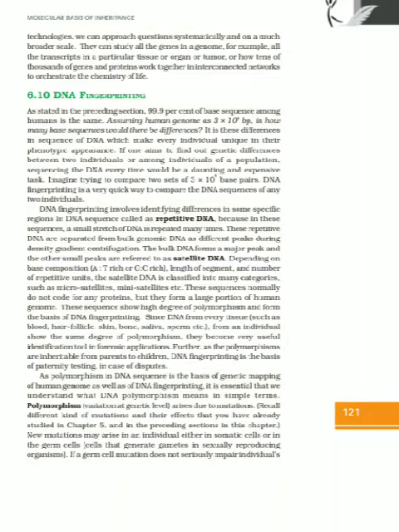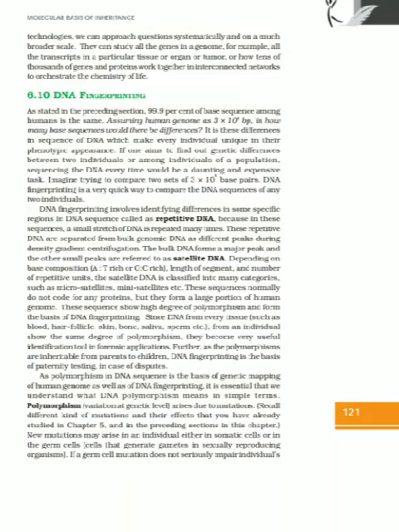DNA fingerprinting. As stated in the preceding section, 99.9% of base sequence among humans is the same. Assuming the human genome has 3 × 10^9 base pairs, in how many base sequences would there be differences? It is these differences in sequences of DNA which make every individual unique in their phenotypic appearance.